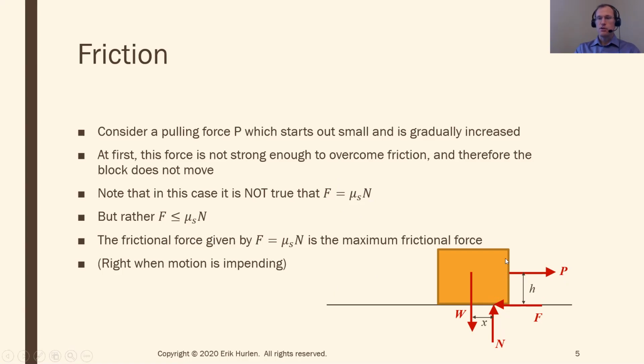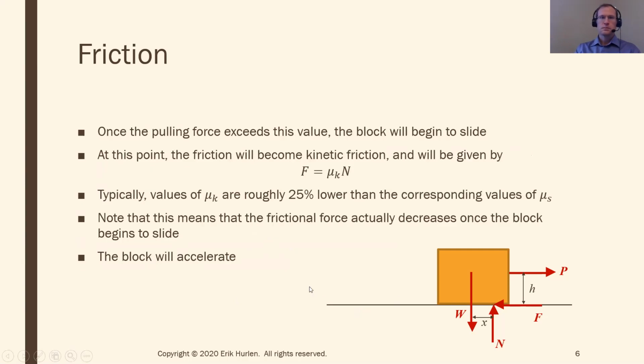If P gets up to the value of mu s times N and just slightly over it, then this thing starts to move. My frictional force, instead of being mu s times N, drops down to the kinetic version, mu k times N, and then that's what the forces are as it moves along. So again, once I get beyond that value of mu s times N for the value of P, the box begins to slide. I then have this frictional force mu k times N. And then again, whatever happens after that with my P's and F's, I now know those values. Again, mu k values are generally 20, 25% less than the corresponding static values.